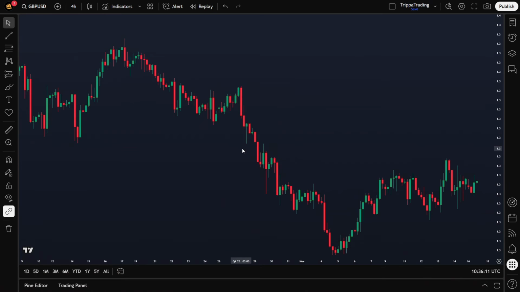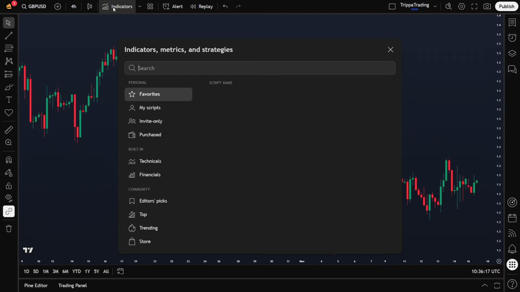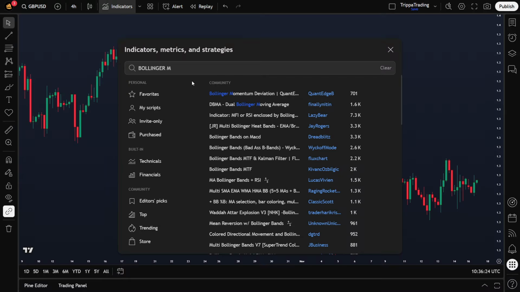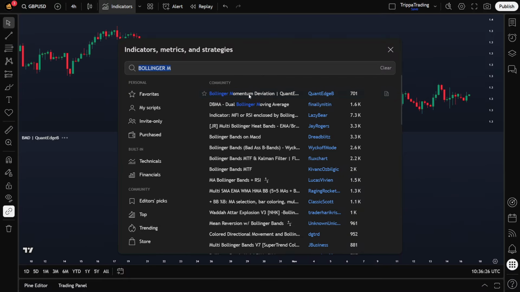Let's get into it. I'm on TradingView. You can use any market and any time frame. Open the Indicators tab from here and type Bollinger Momentum Deviation. Make sure you select the one created by QuantEdge. Add it to your trading chart.